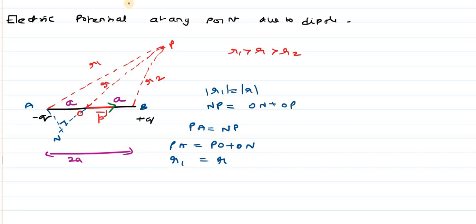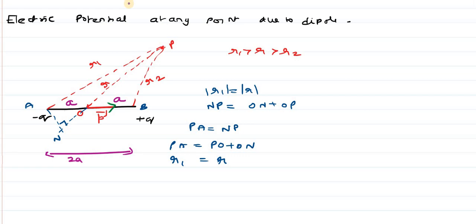Any doubt till here? So we have taken minus Q and plus Q. Okay. So the distance between them is 2A of length. And we consider a point P which is at a distance R from the center. And from minus Q, the position vector is R1. From plus Q, what is the position vector? R2. So what we are going to do? We have to make this R1 vector equal to this R. So we need it in terms of R, right? Because all the distances are measured from the center. So everything we need in terms of R.